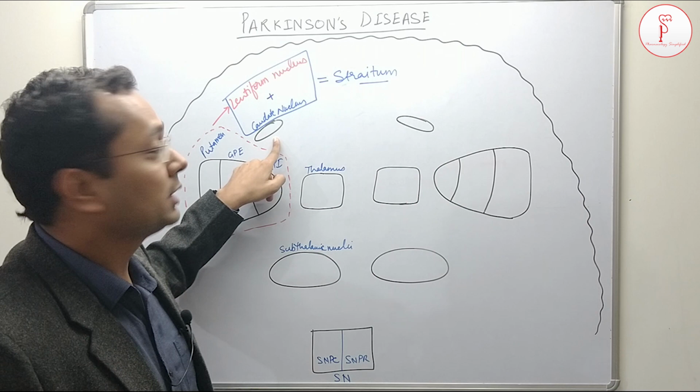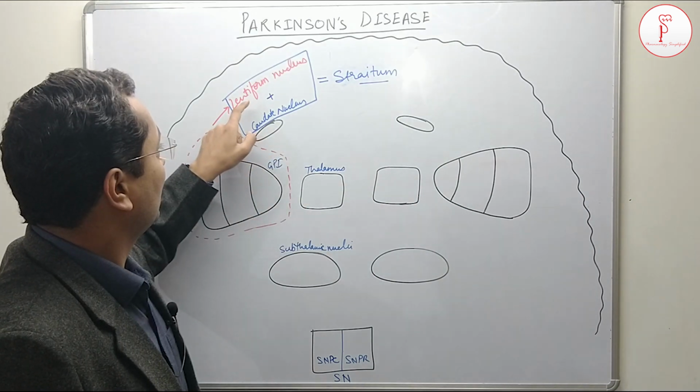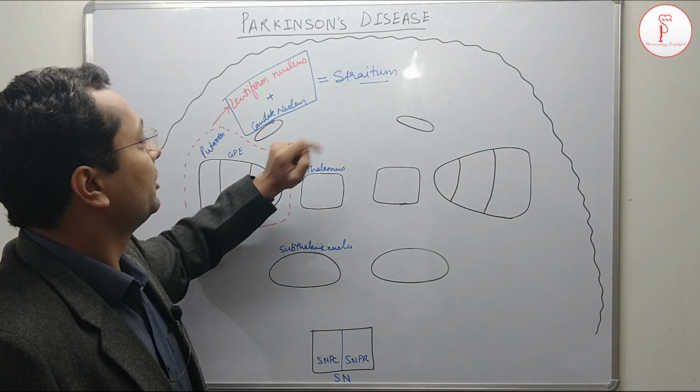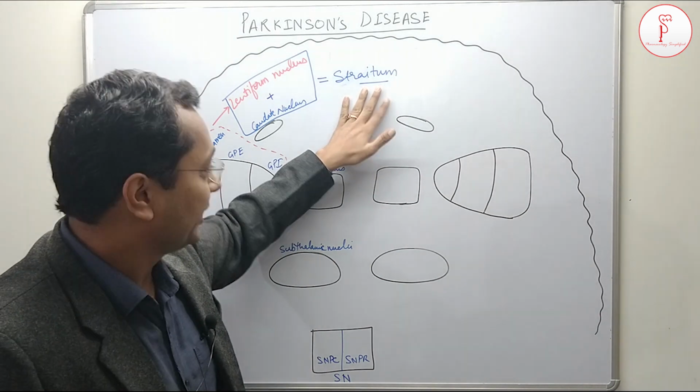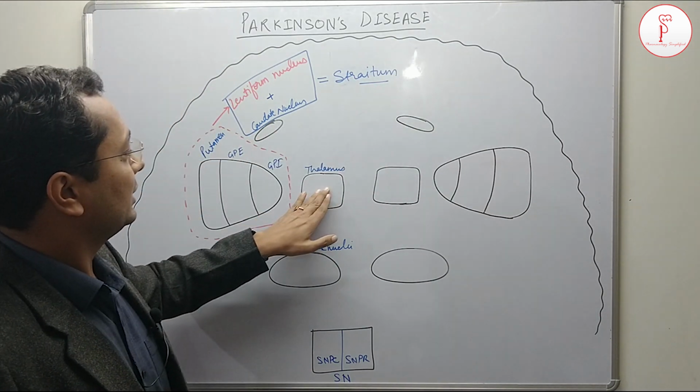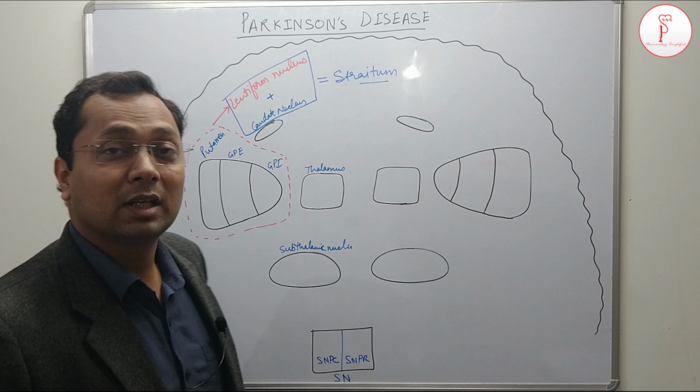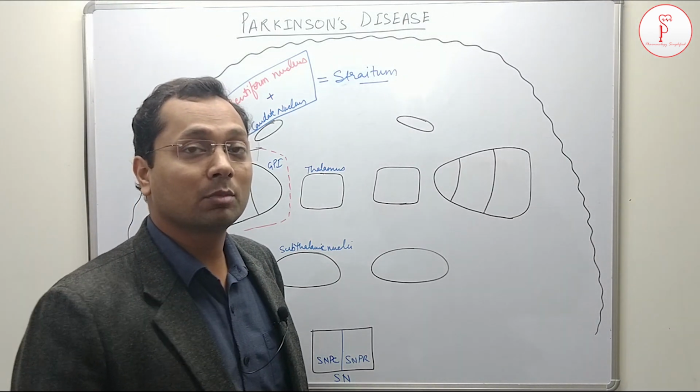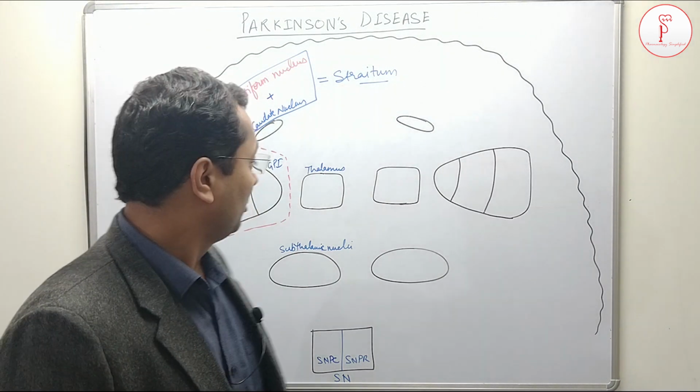nucleus called the caudate nucleus. It is tail shaped, and the lentiform nucleus and caudate nucleus together are called the striatum. Along with this, there is also the thalamus. The thalamus plays a role in smoothing of the movement and coordination of the movement.